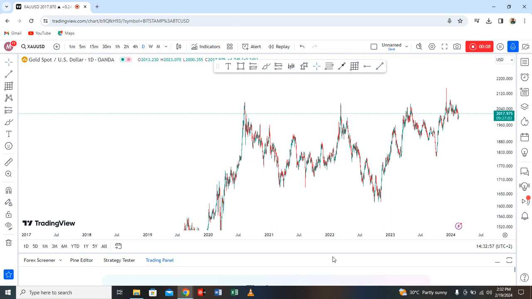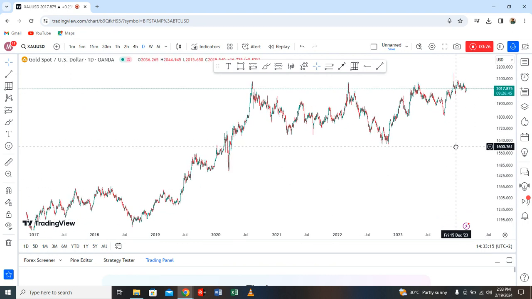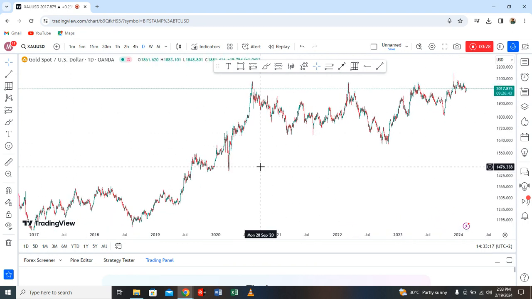So how I normally start when it comes to gold, guys, I normally start on my daily time frame. I use the daily time frame to look at the direction of the market. If I may try to draw like this, it's safe for me to say we are on an uptrend.